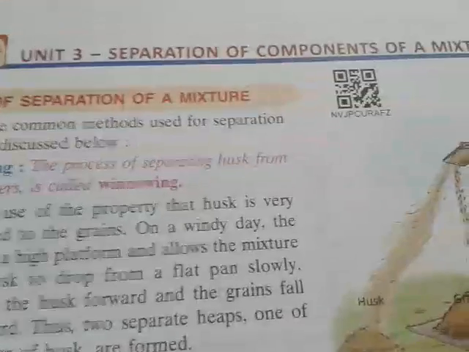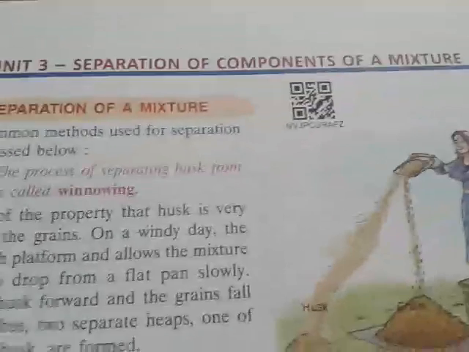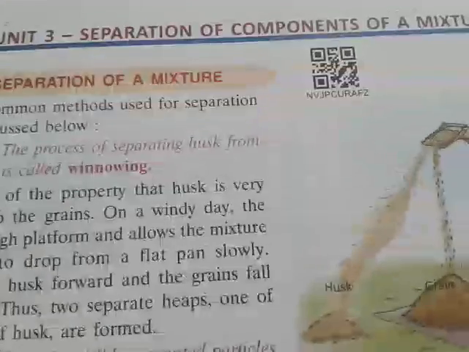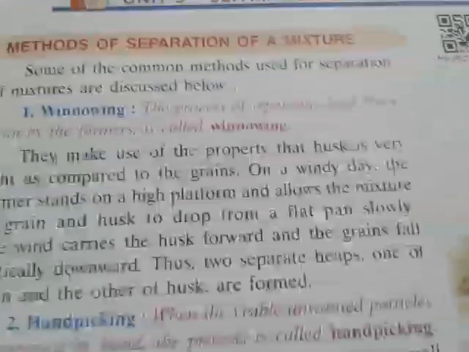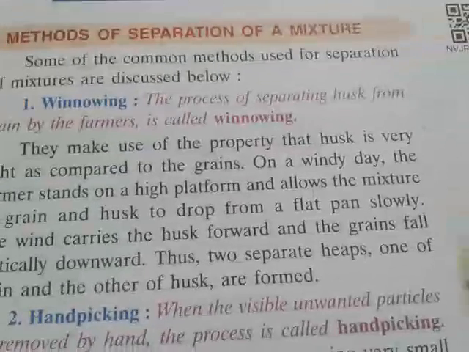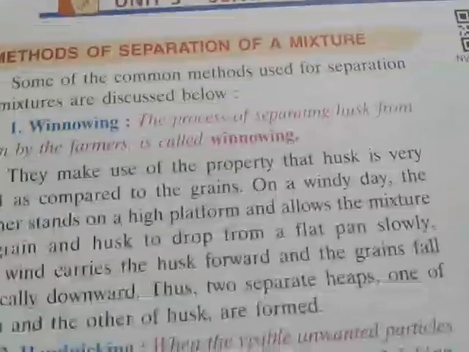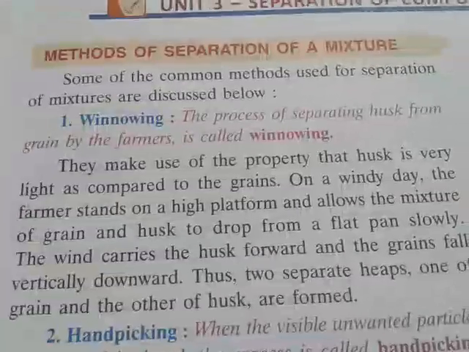Hello students. Today I will start chapter number 2 and unit 3, that is separation of components of a mixture. There are several techniques to separate a mixture into its corresponding components. First of all, there is the winnowing method. So what is actually the winnowing method? The process of separating husk from the grain by farmers is called the winnowing method.